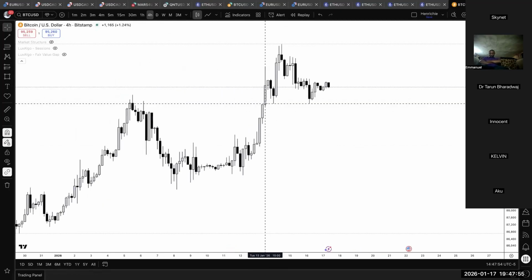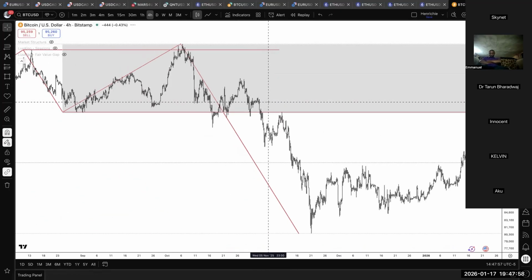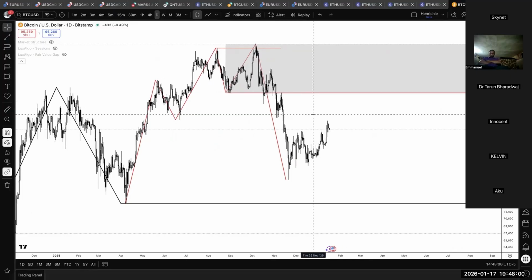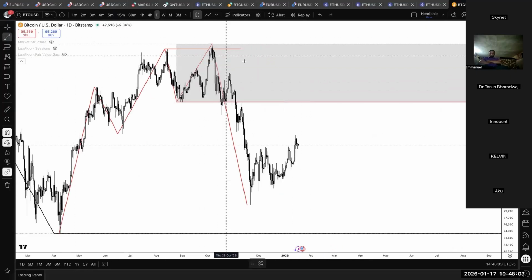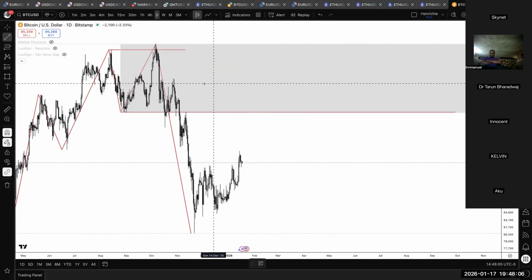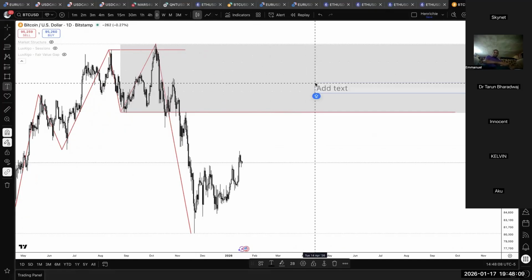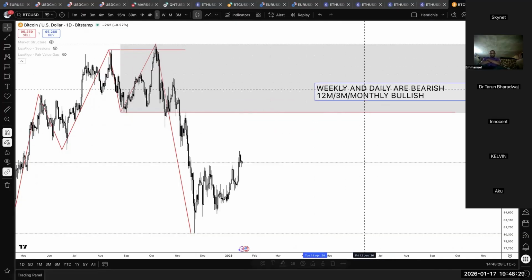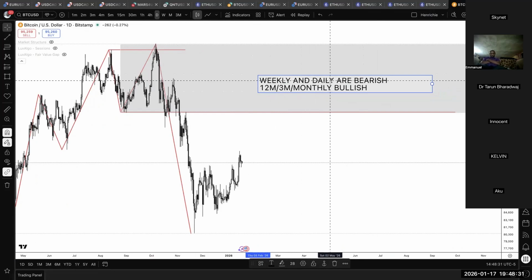If we take this to the 4-hour time frame, remember the weekly is bearish. Let's go to the daily. The daily is bearish. You can write that down on your charts when you're doing analysis. You can write that somewhere and say weekly and daily are bearish. 12 months, 3 months, monthly, bullish. Now you can see how conflicting this can be for a new trader. You're seeing that weekly and daily are bearish. 12 months, 3 months, 6 months, monthly, bullish.